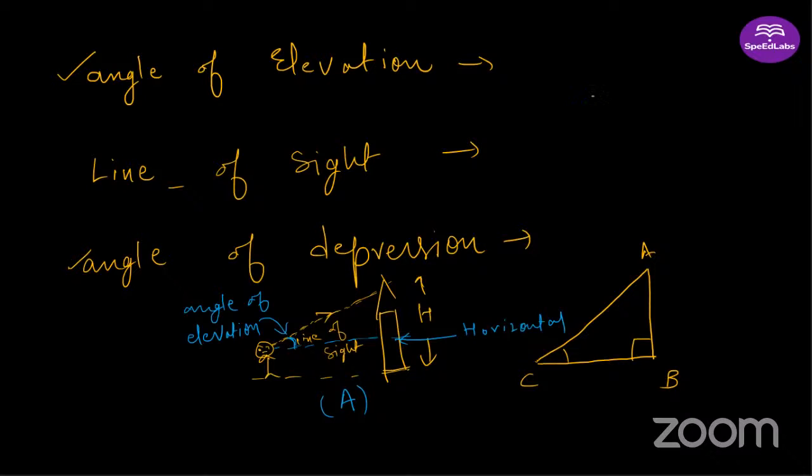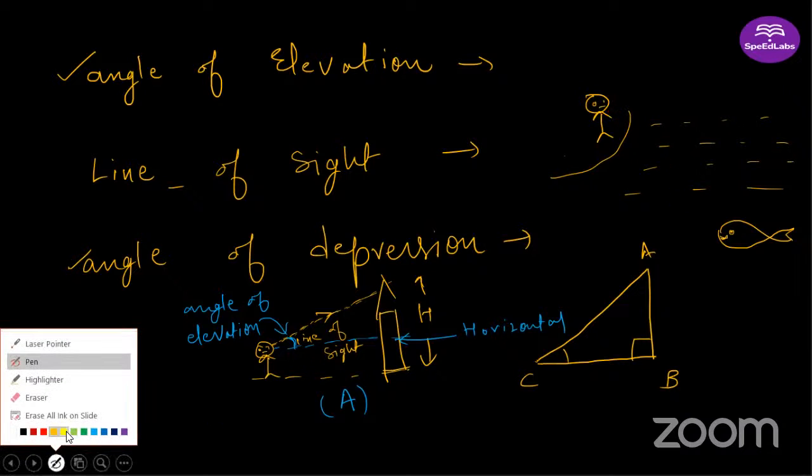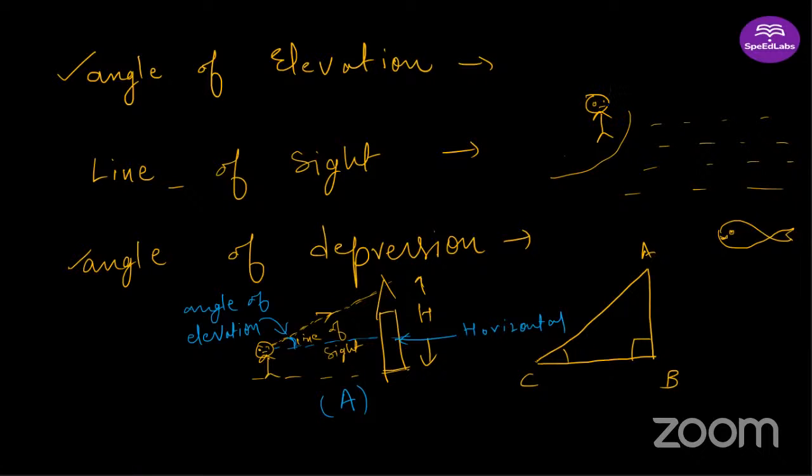Let us see the second case. Let's have a boy standing nearby a river. He is at the shore, and down in the river somewhere a fish is there. Now this boy is looking at this fish. So his line of sight, would it be above the horizontal or below the horizontal? Below the horizontal. So in this case, the angle that would be formed here would be called the angle of depression. Any doubt?